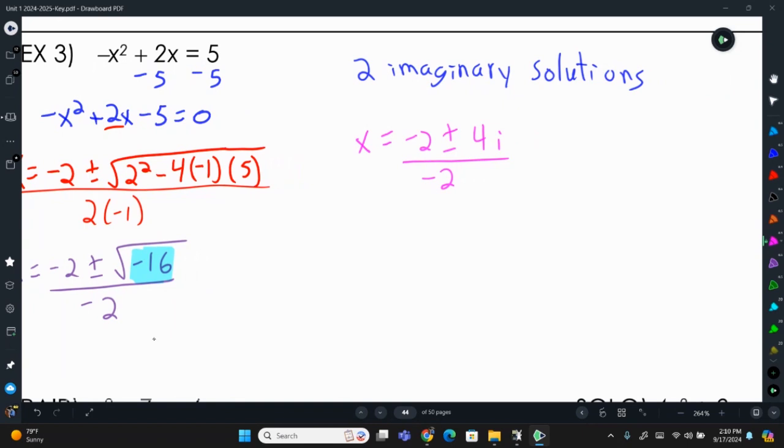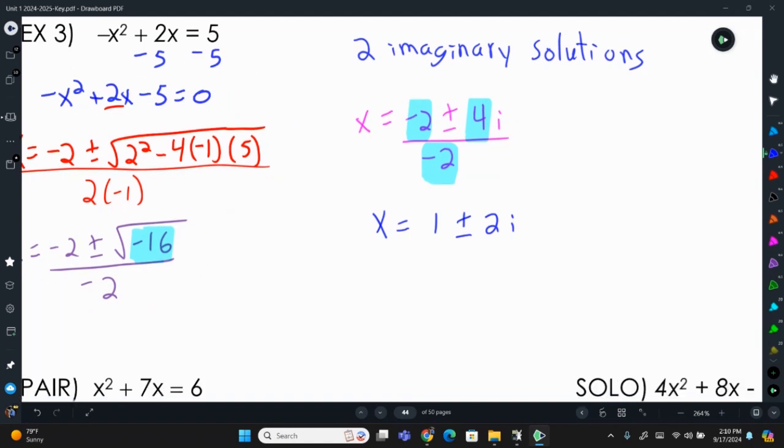Now I can simplify this because all of these numbers can be divided by negative 2. So x equals 1 plus or minus 2i. Now, I know negative 4 divided by negative 2 is negative 2, but because there's a plus or minus in front of it, it doesn't matter. It's not going to change because it's still plus or minus.